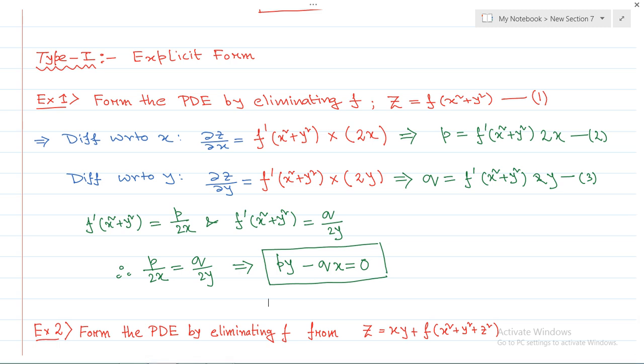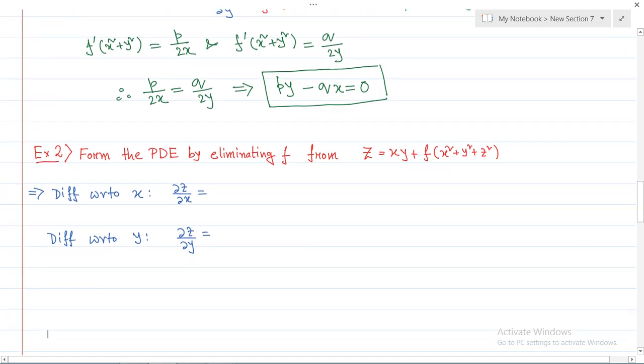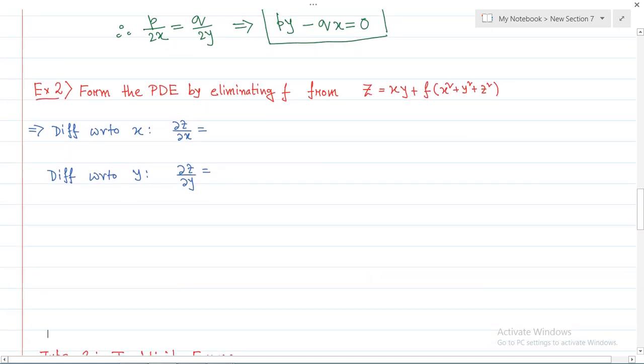Let us come to the next problem. Form the partial differential equation by eliminating f from the relation z equals x into y plus f of x square plus y square plus z square. Okay, same thing, say this is the given equation, we put it as equation number 1. Now differentiating equation number 1 partially with respect to x.